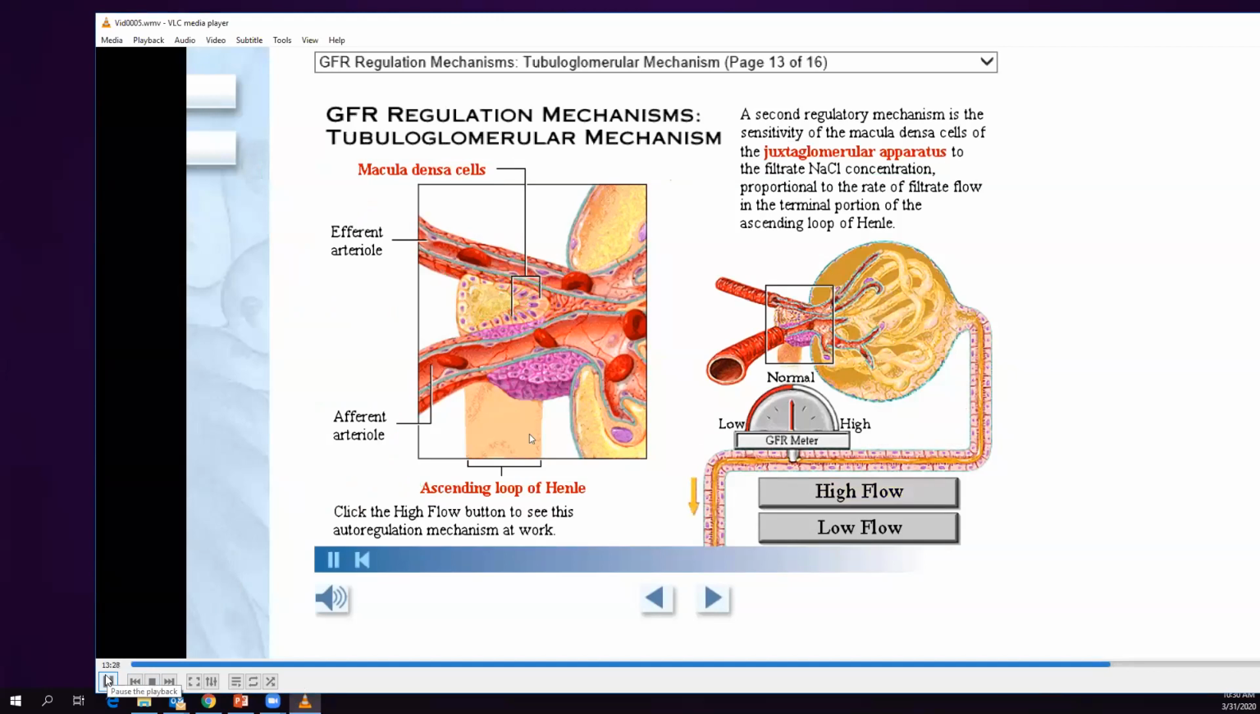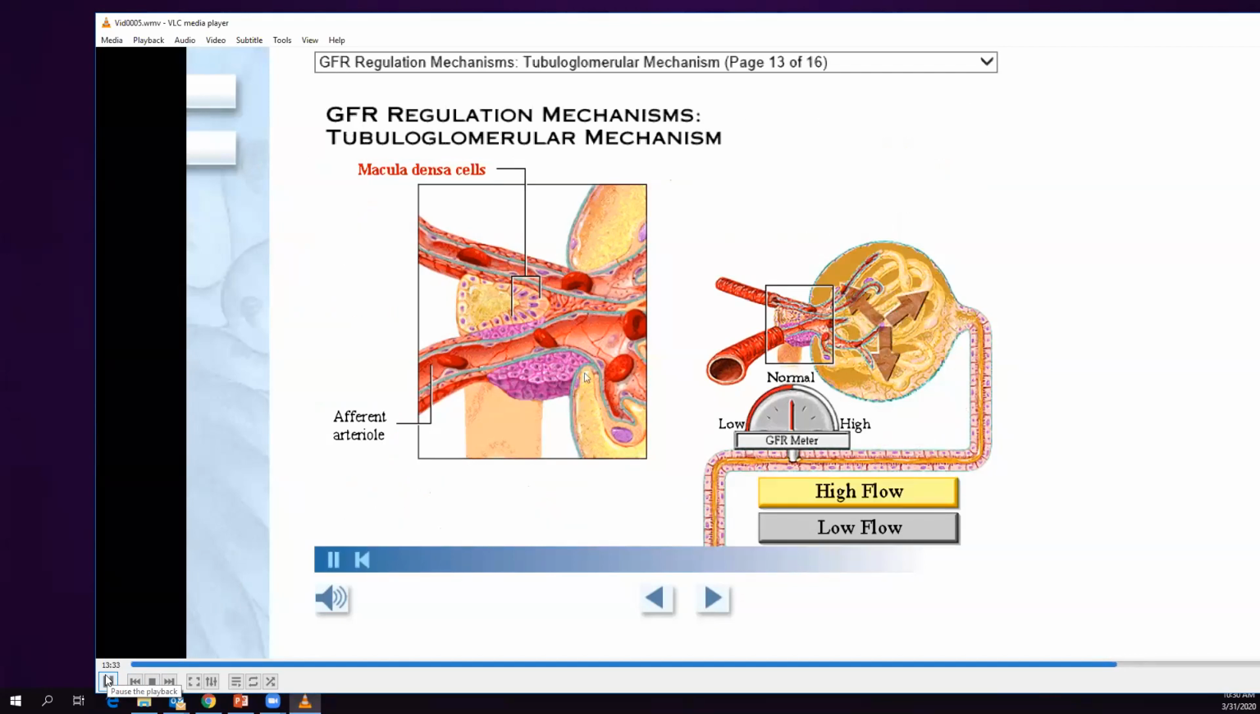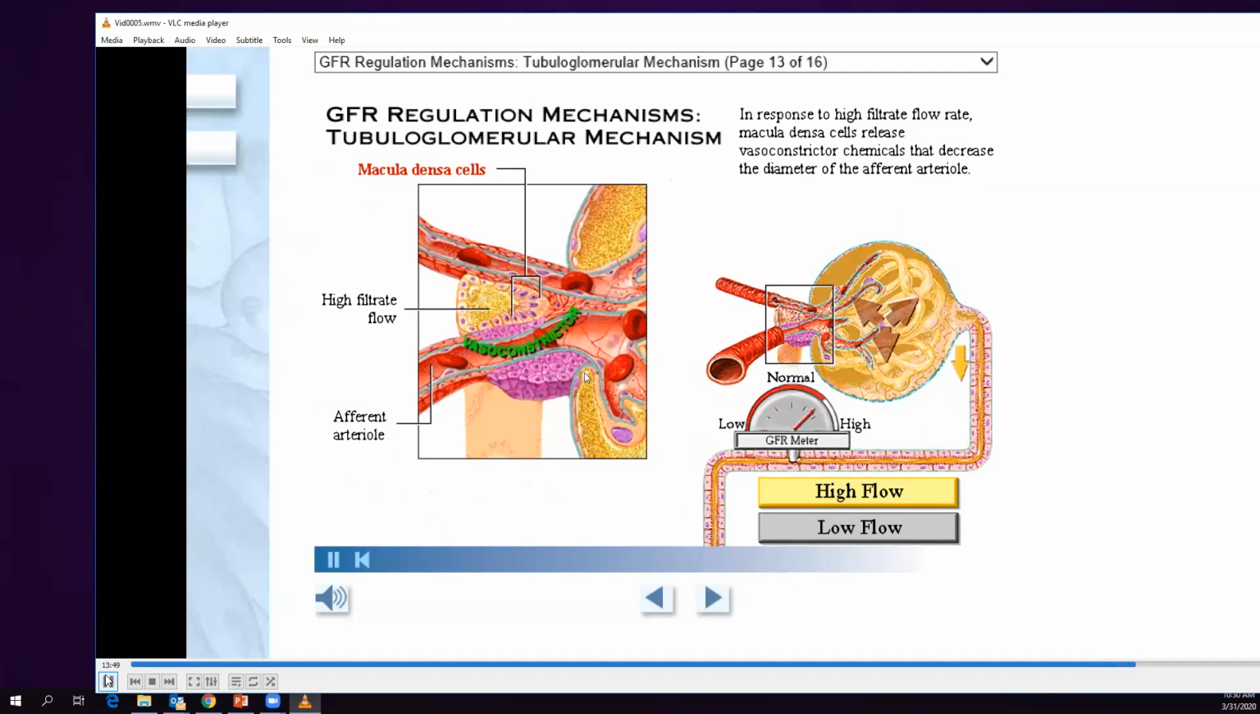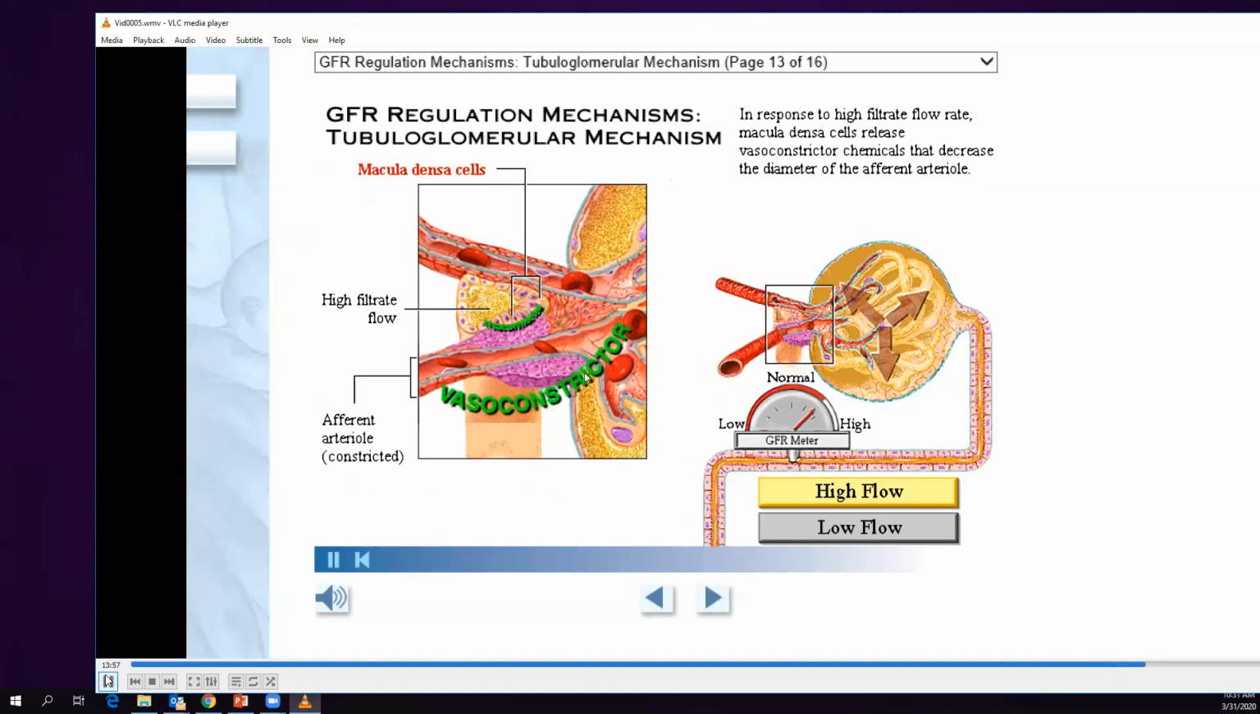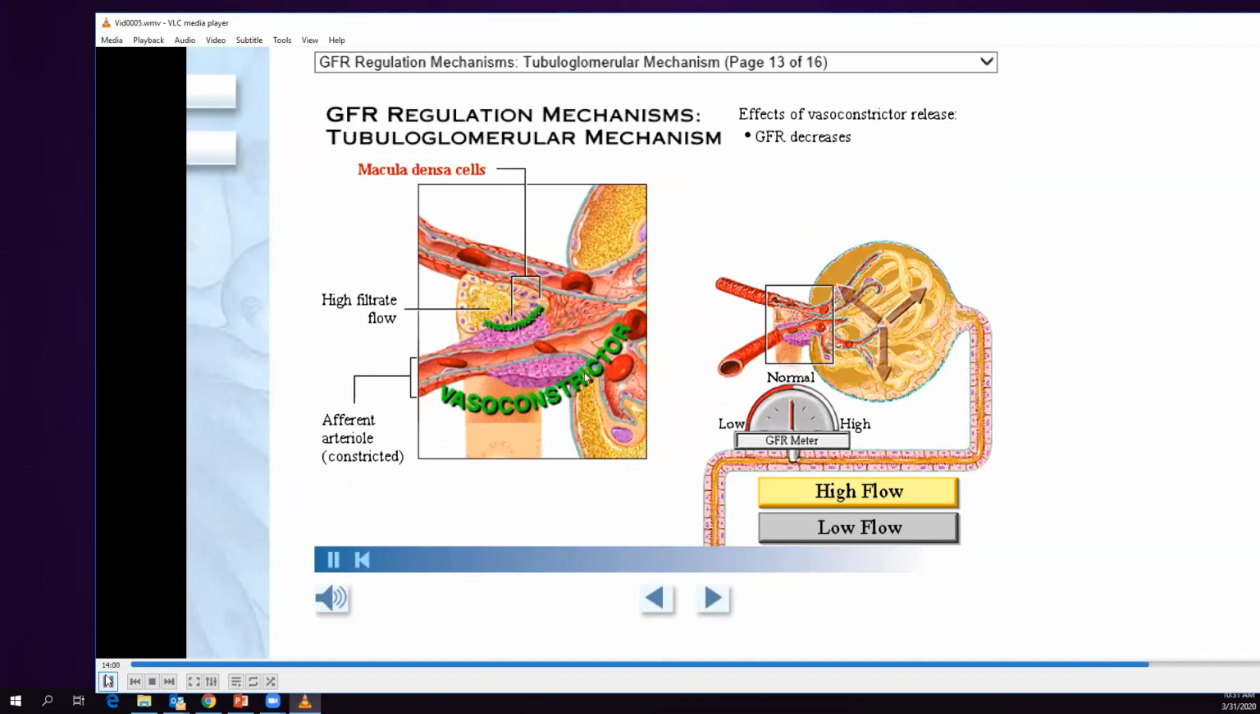Click the high flow button to see this autoregulation mechanism at work. So this is number 10. A higher than normal flow of filtrate resulting from an increased GFR causes the concentration of sodium and chloride ions in the filtrate at the end of the ascending limb of the loop of Henle to increase. This high sodium chloride concentration stimulates the macula densa cells to release vasoconstrictor chemicals, which cause the afferent arteriole to constrict. The result is a lower GFR, lower filtrate flow, and increased tubular reabsorption of sodium and chloride ions.